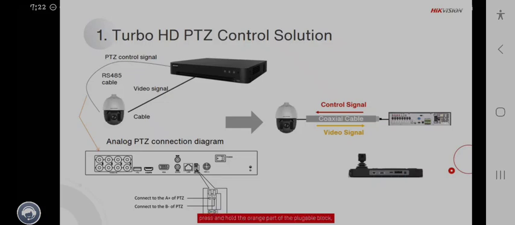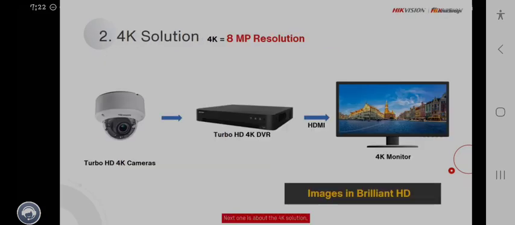Press and hold the orange part of the pluggable block. Insert 485 signal cables into slots and release the orange part. Ensure cables are in tight. Connect A plus on keyboard to D plus on terminal block and B minus on keyboard to D minus on terminal block. Fasten stop screws. Next one is about the 4K solution.